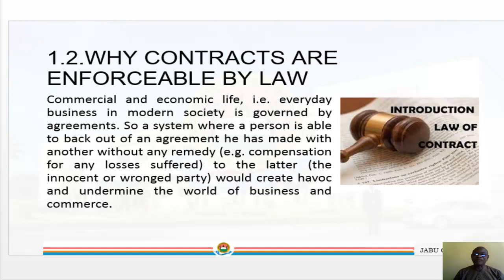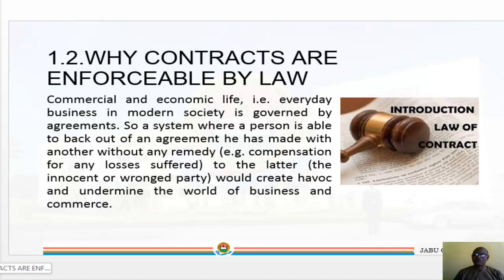Why are contracts enforceable by law? Commercial and economic life, that is, everyday business in modern society, is governed by agreements. So, a system where a person is able to back out of an agreement he has made with another without any remedy, for example, compensation for any losses suffered or costs incurred, to the latter, the innocent or the wronged party, will create havoc and undermine the world of business and commerce.